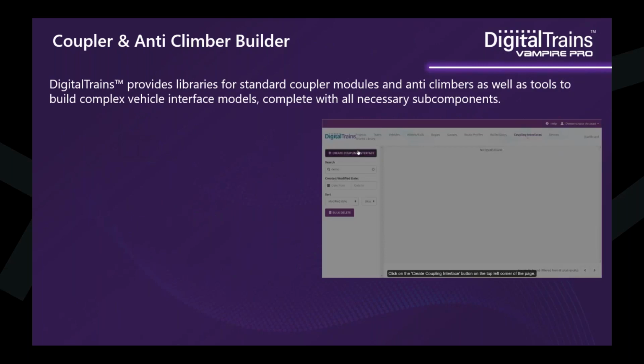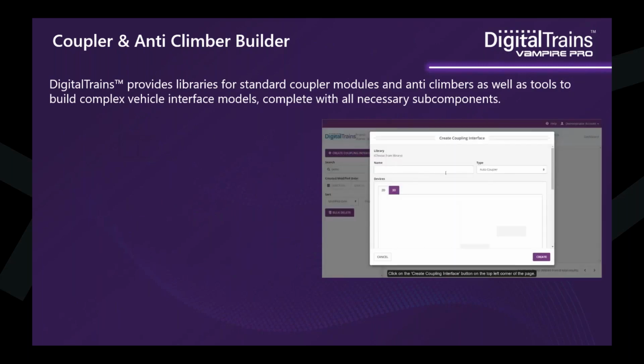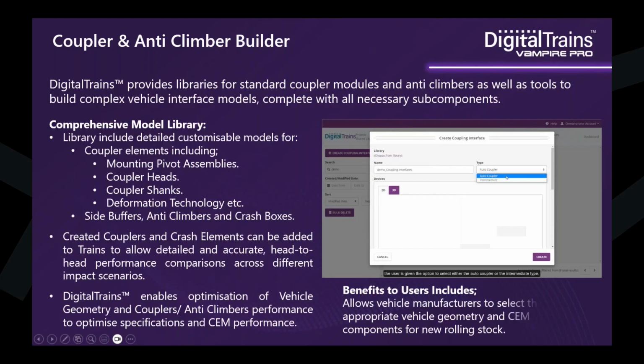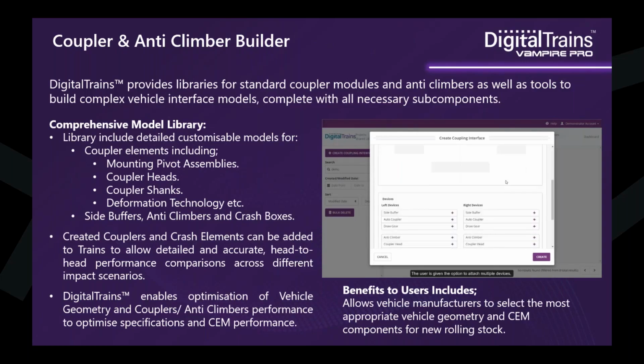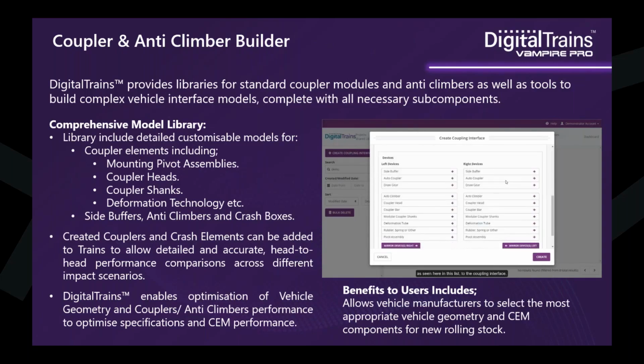And finally, the coupler and anti-climber builder. This is where the train's crash energy management system can be configured and optimized to ensure the train impact and operational requirements are achieved within a project.